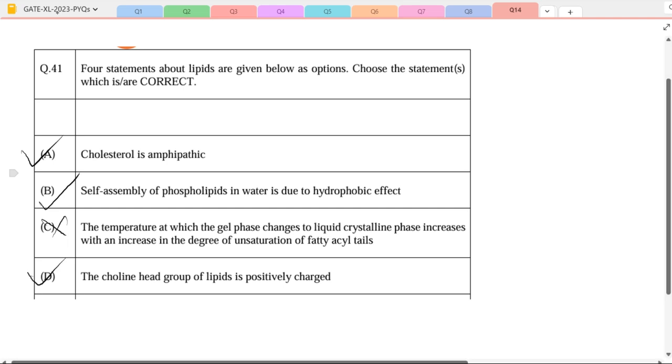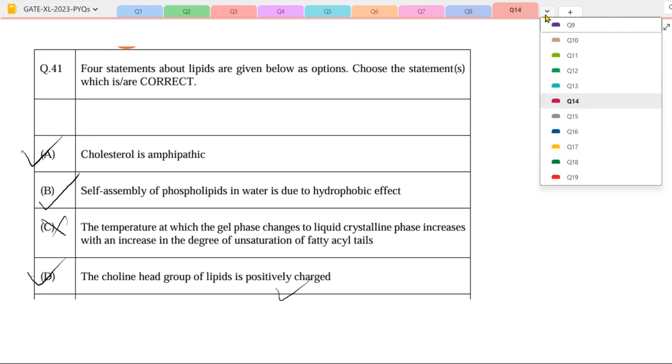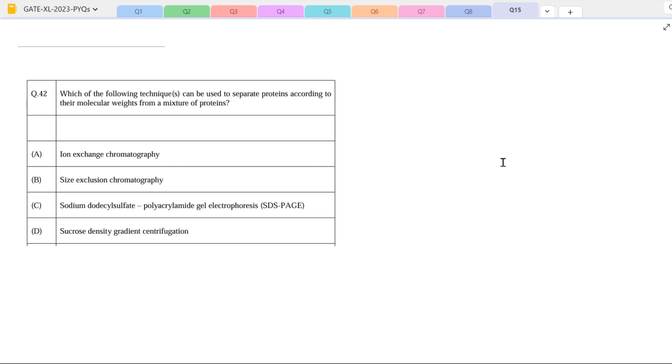If you look at the structure of, say, phosphatidylcholine, or basically the choline head group of these structures in your basic biochemistry textbook, it has a positive charge group. So this option is also correct. So the correct options are A, B, and D. Moving on to the next question.